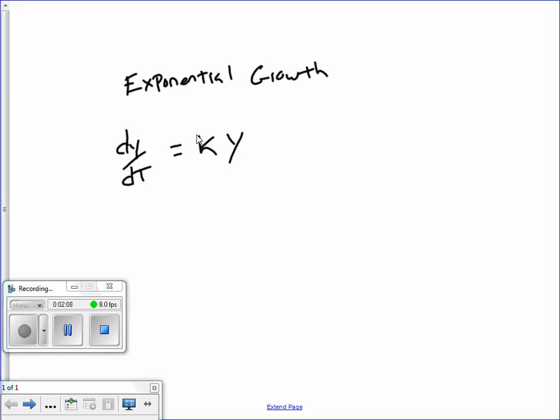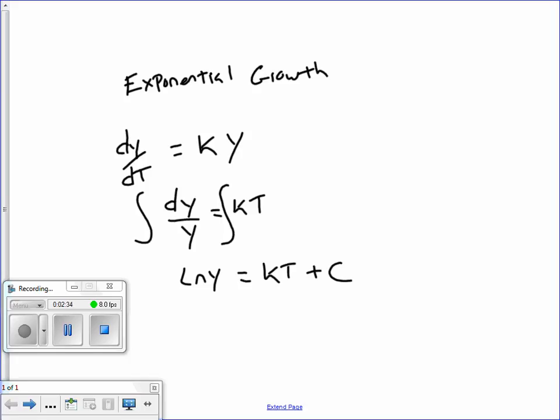So this is our differential equation that describes exponential growth. We've seen it all over the place. And we saw how to solve this differential equation, right? Separation of variables. dy over y equals k dt. Integrate both sides. If I integrate both sides, I get natural log of y equals kt plus a constant.